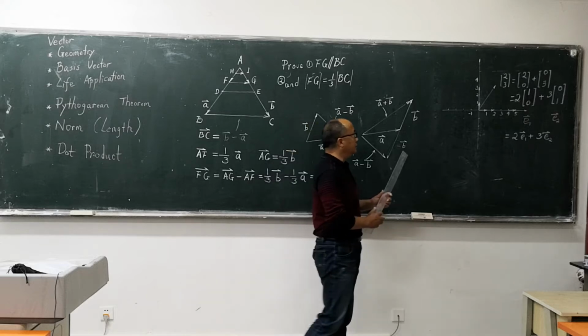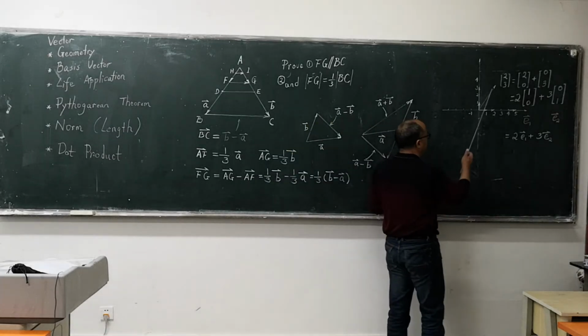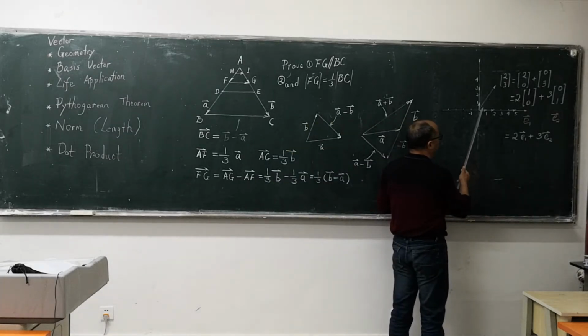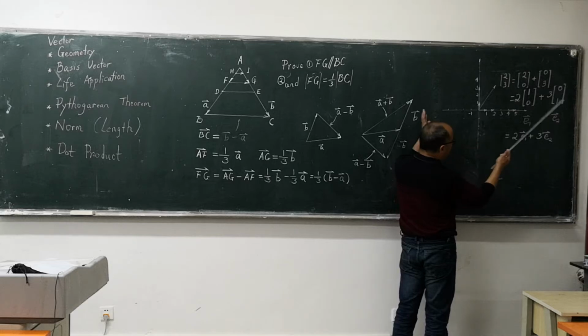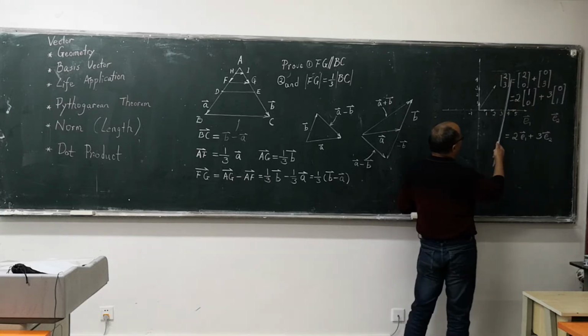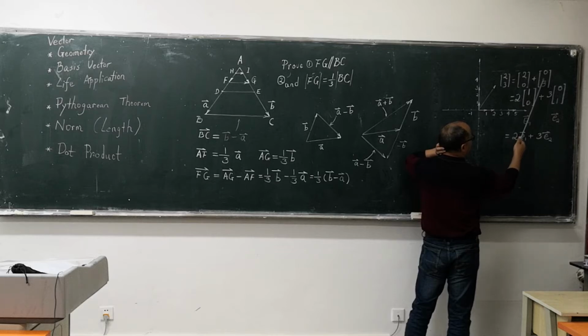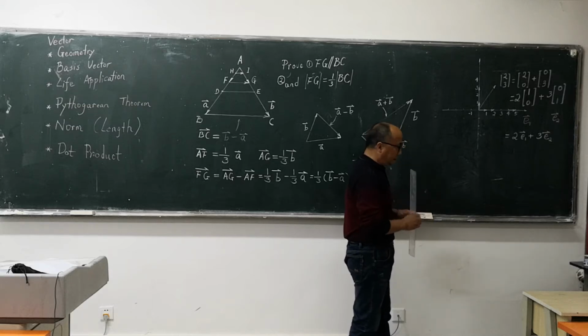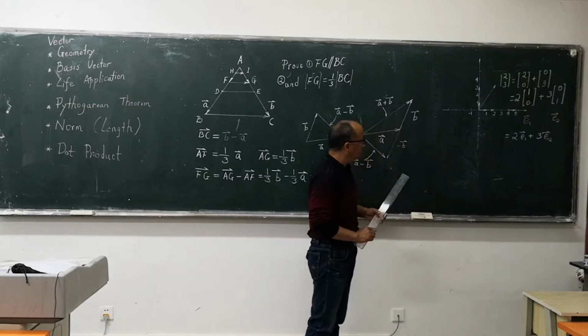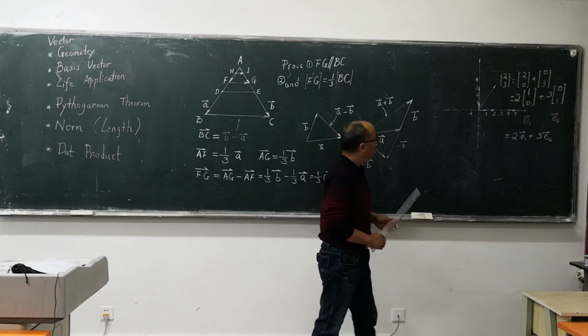We need to understand that a vector can be treated as the summation of two vectors. Okay, we can dissect the vector. Yeah, of course. All right.